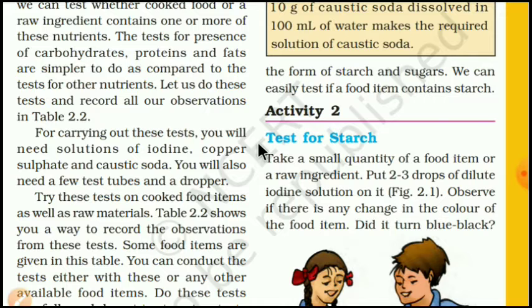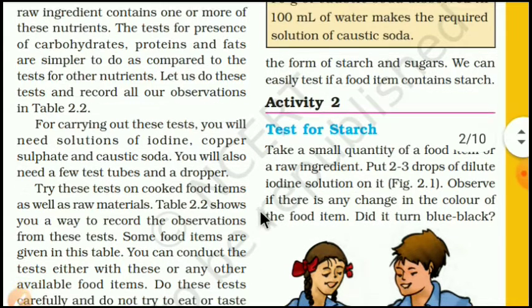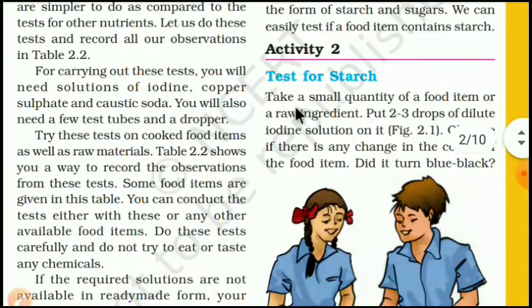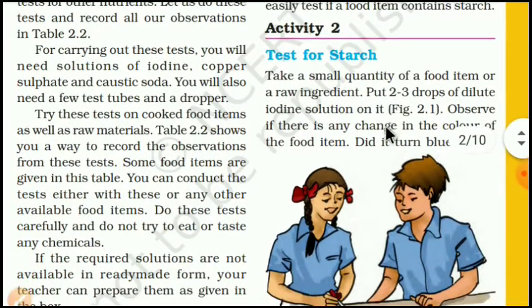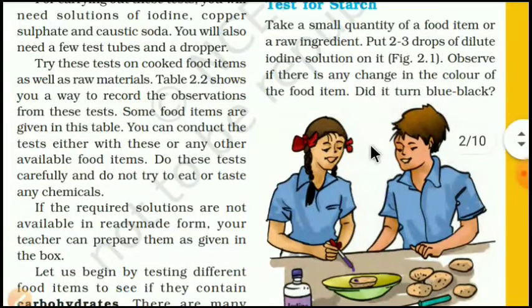So now we are going to perform the test for starch. What to do? Take a small quantity of a food item or a raw ingredient. Put 2 to 3 drops of dilute iodine solution. What will we have to do? We will take a small quantity of food item, or it may be raw ingredients also. Then we put 2 to 3 drops of iodine solution.